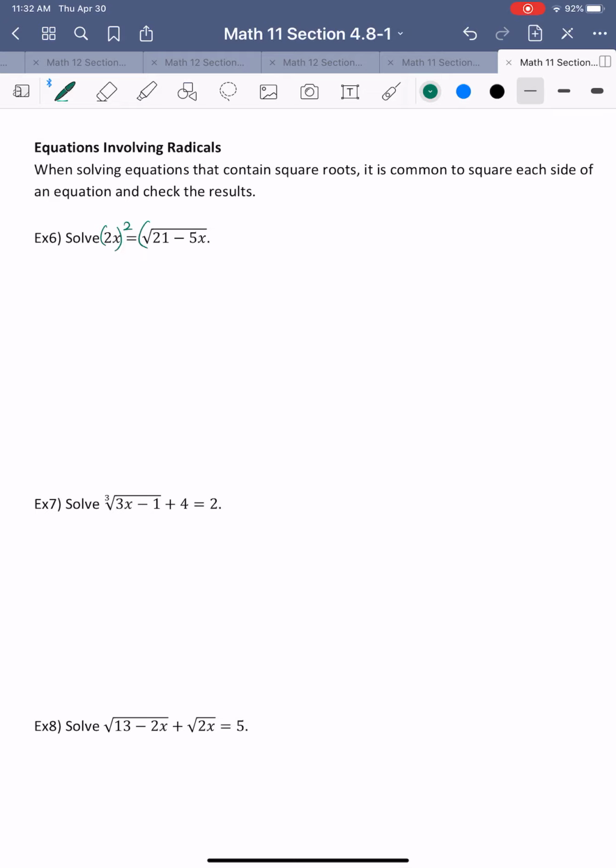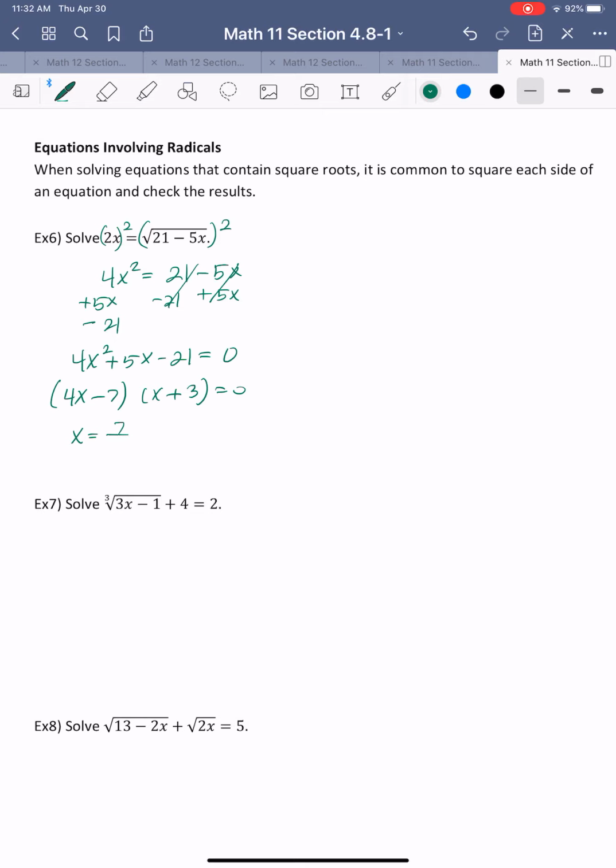Now you can just square both sides. And then you get 4x squared equals 21 minus 5x. Since it becomes a quadratic equation, make it quadratic standard form. So I get 4x squared plus 5x minus 21, which factors as 4x minus 7 times x plus 3. And then you get the two solutions: x equals 7 over 4, and the other one is negative 3.